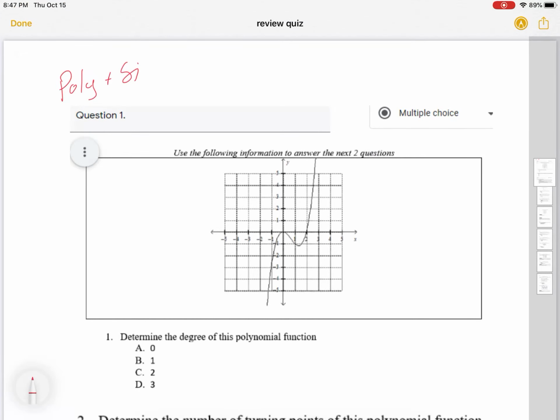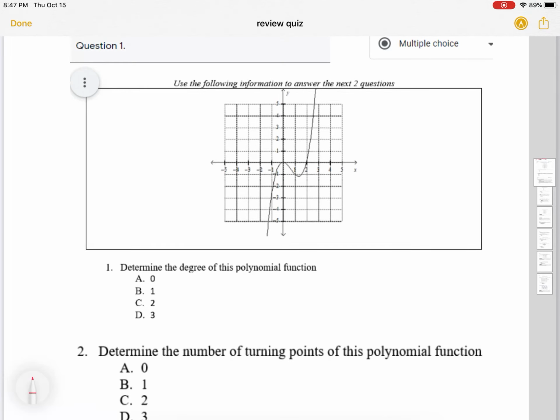Okay, so this is the poly and sinusoidal review quiz. Okay, so question number 1 says use the following information to answer the next 2 questions.